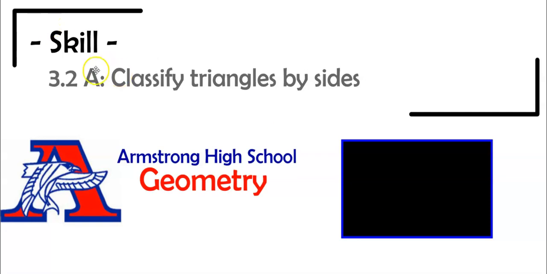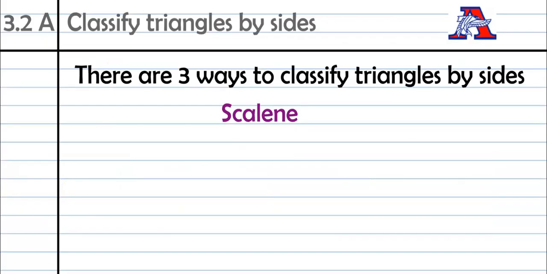So 3.2a is classifying triangles by sides, and we're going to go through 3 different ways that you can classify triangles by sides. And the first one is called a scalene triangle, and some of these I'm sure you've heard before as well. So a scalene triangle has 0 sides congruent.